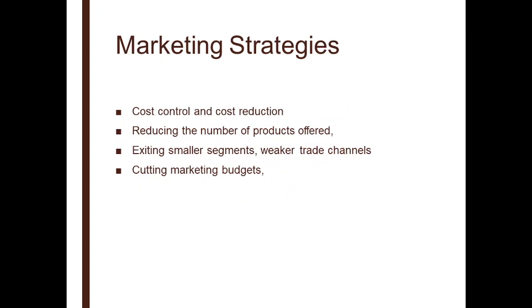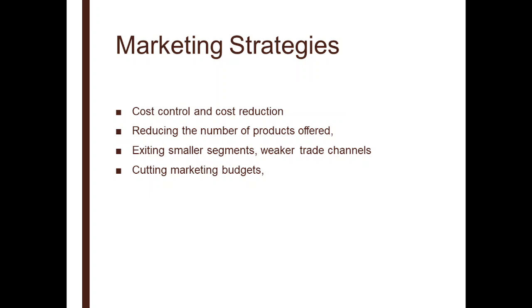At this decline stage, what is the kind of marketing strategy that a company would employ in order to stick back to the stage? Cost control, cost reduction, obvious strategy. Reduce the number of products offered. Because you're not really making profits, you're making losses, so you cannot sell everything. You just have to phase out products. That's what most of the car companies do. They phase out the products.